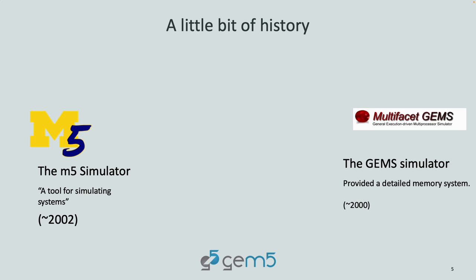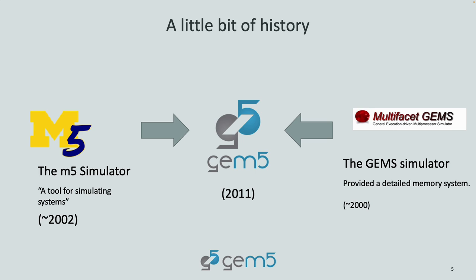M5 is an old Star Trek reference, apparently. So now we're stuck with that forever. But it did make things nice, because you can put M5 in the end of GEMS, and that's how you get gem5. That merger happened in 2011. So in my opinion, quite a long project.